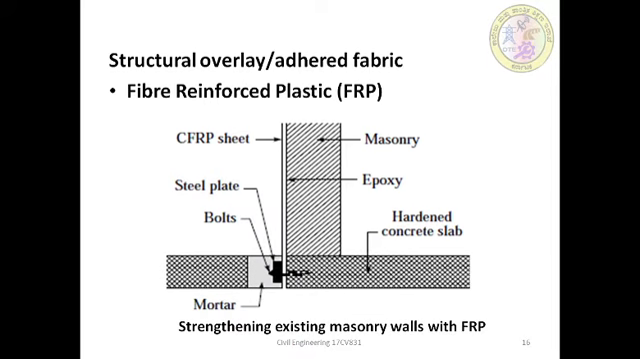Now, the structural overlay or the adhered fabrics. Fiber reinforced plastic, usually called FRP, has drawn considerable attention for the repair and retrofitting of civil engineering structures due to its unique properties like high strength to weight ratio, stiffness to weight ratio, corrosion resistance, and fatigue resistance, as against conventional materials of heavy mass and limited efficiency. Now, FRP consists of a stiff and strong reinforced fiber, primarily carbon and glass, held together.